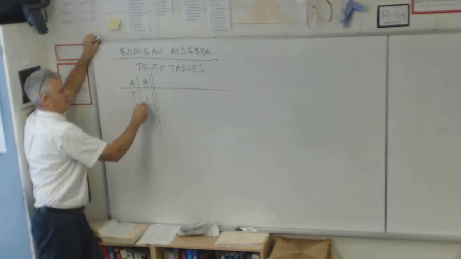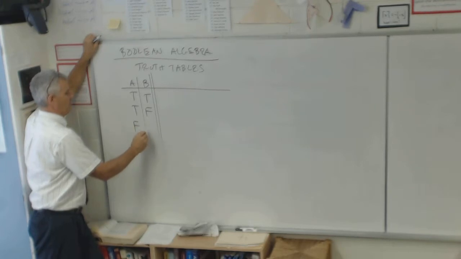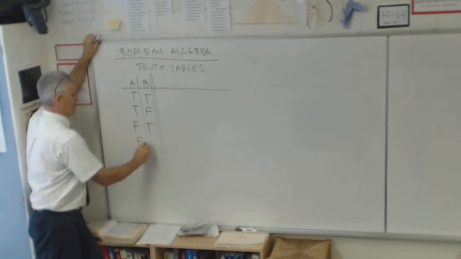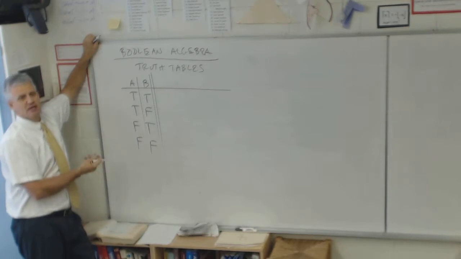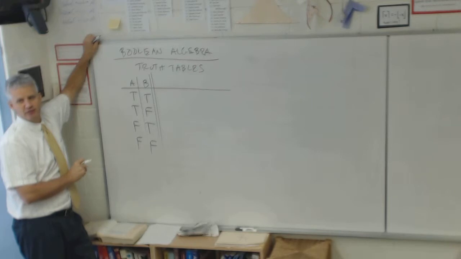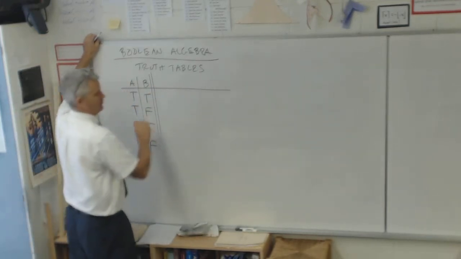A could be true and B is true. A is true and B is false. Or it could be that A is false and B is true. Or it could be that A is false and B is also false. There's no other possibilities between the true and false because the statements are either true or false. There's nothing in between.